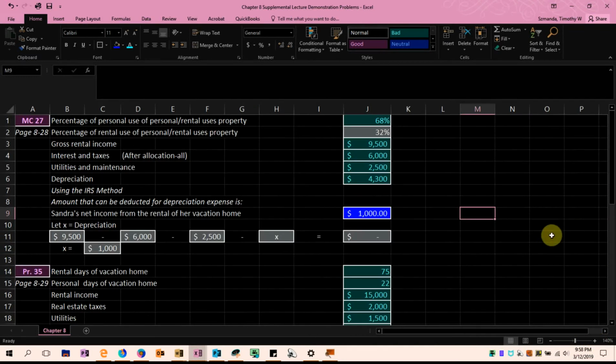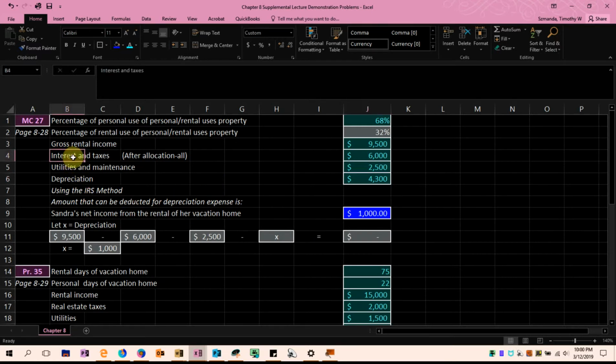All right, so I have two examples. In multiple choice number 27, we have a case where the percentage of personal use on the property is 68%. Therefore, the percentage of rental use would be 1 minus 68%, or 32%. So we have gross rental income of $9,500, interest and taxes of $6,000, utilities and maintenance of $2,500, and depreciation of $4,300. The question is, how much of the depreciation, which is listed last intentionally because it's subordinated to the other expenses, of this $4,300, can we deduct for rental purposes?